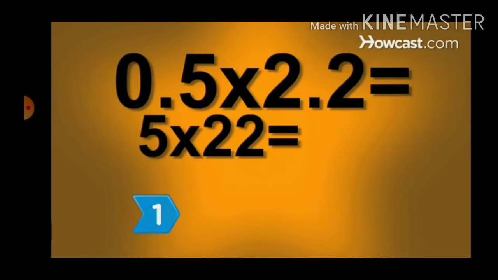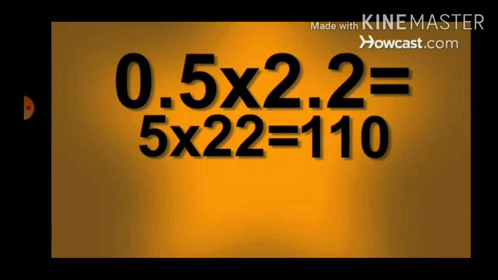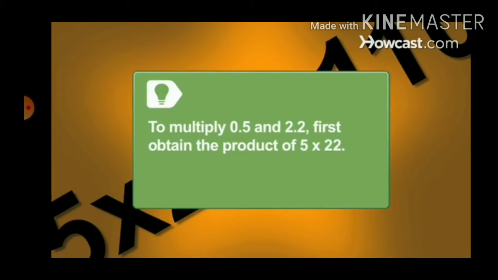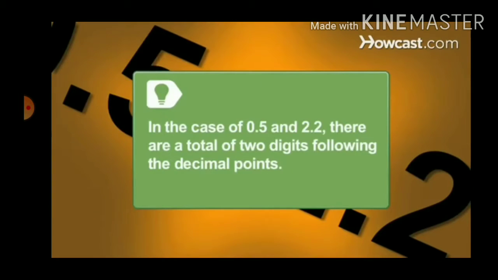Multiply the 2 numbers containing decimals the same way you would if they were whole numbers containing no decimals. For example, to multiply 0.5 and 2.2, first obtain the product of 5 times 22, which is 110. Step 2. Count how many digits follow the decimal points in the 2 decimal numbers you are multiplying. In the case of 0.5 and 2.2, there are a total of 2 digits following the decimal points. Step 3. Position the decimal point in the answer, also known as the product.